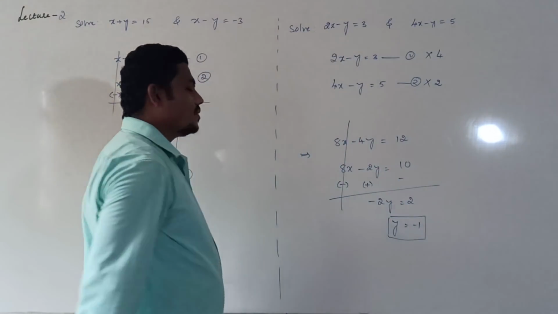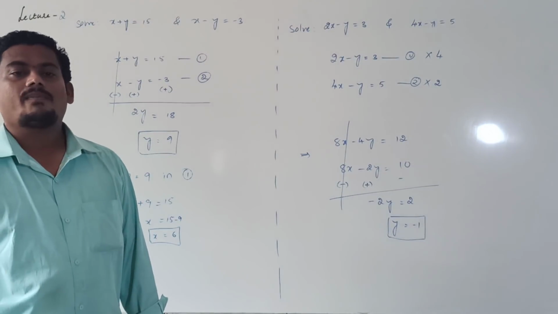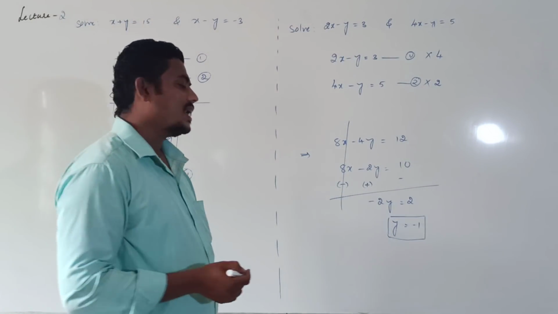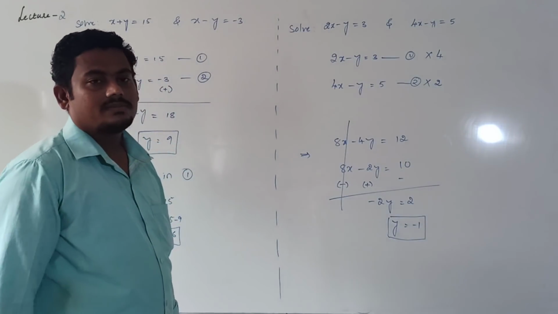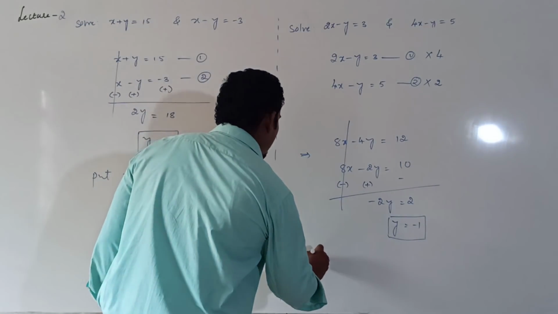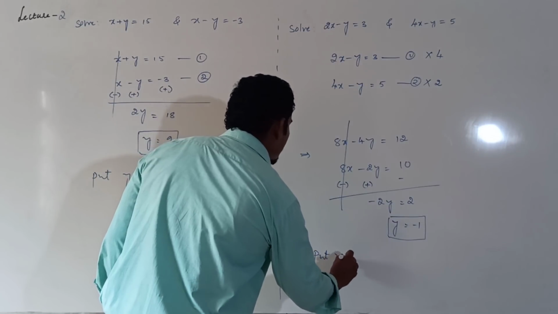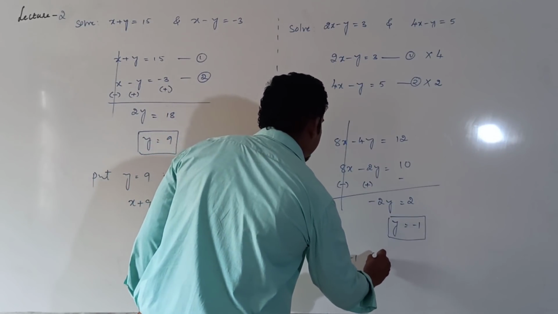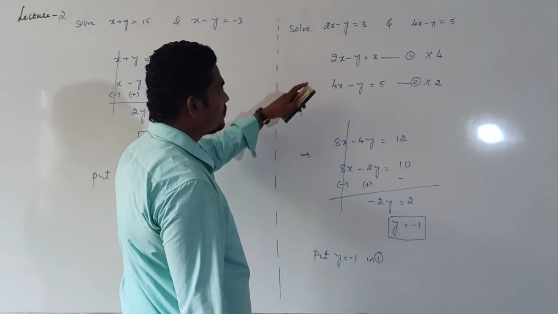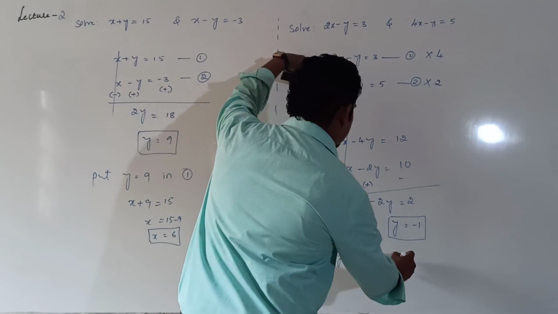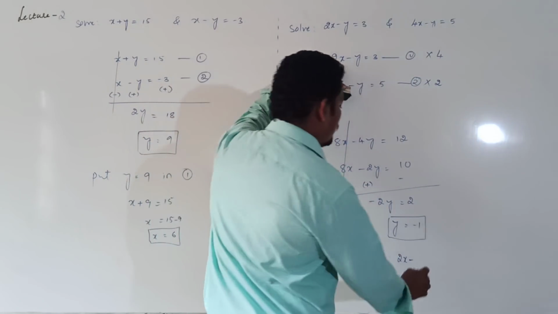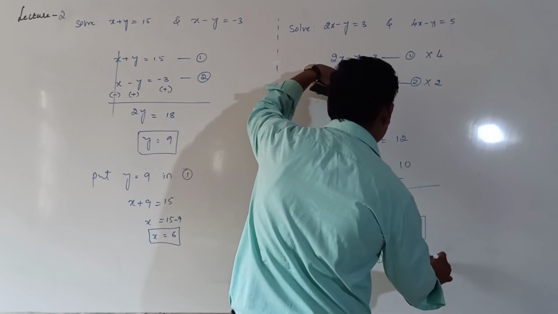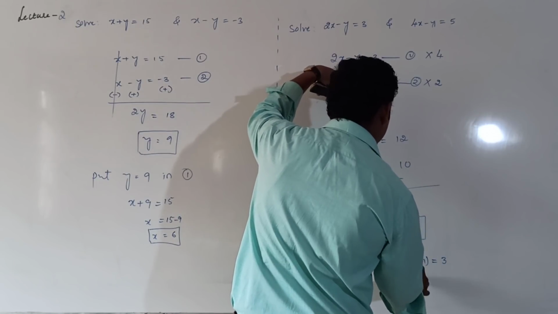In this case also, after getting any one of the variables, put it in equation number 1, then you get the corresponding x value or y value, meaning the other variable. Put y equal to minus 1 in equation 1. Then 2x minus, what is the y value? That is minus 1, equal to 3.